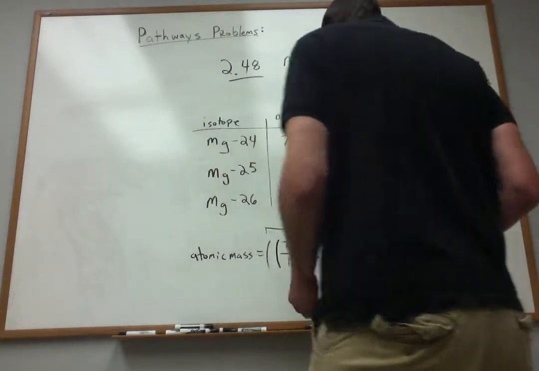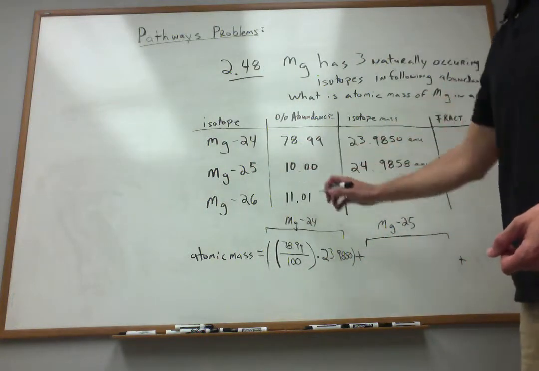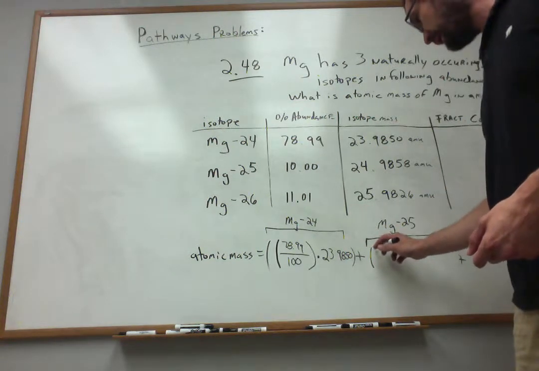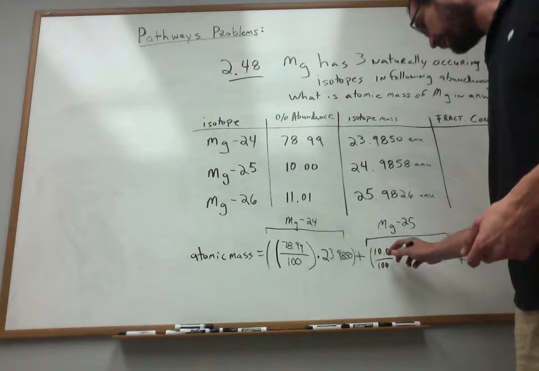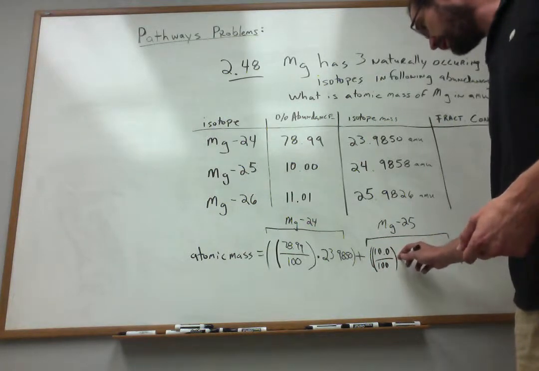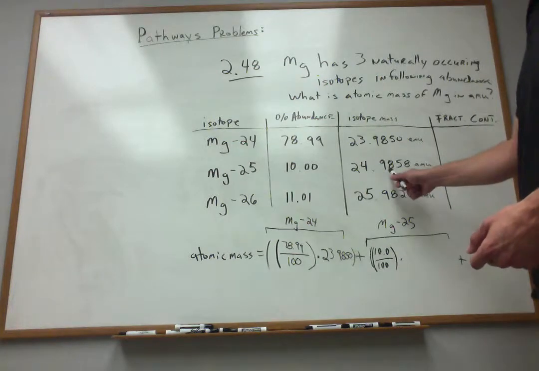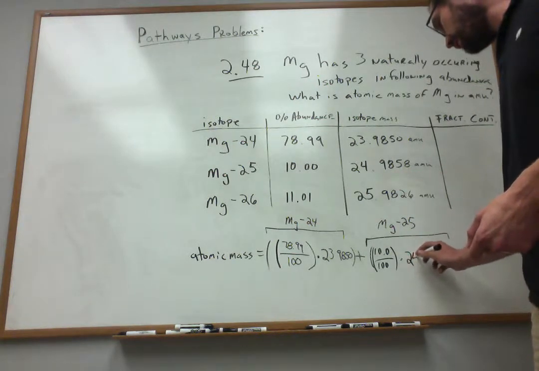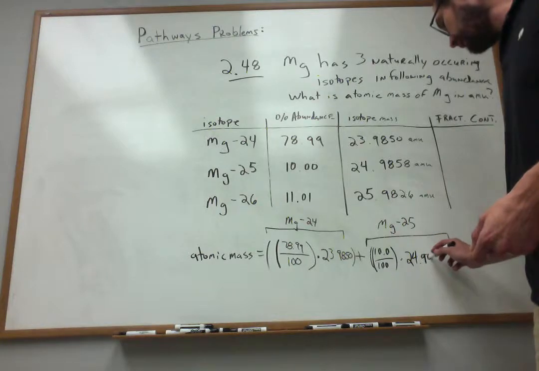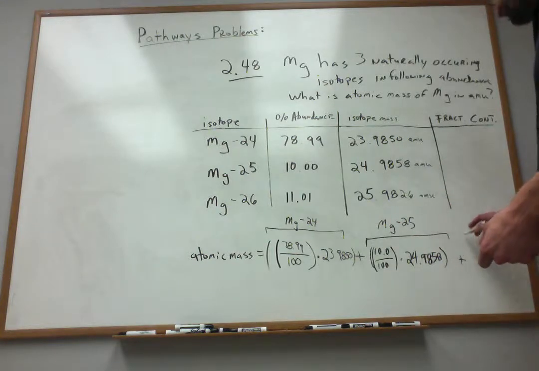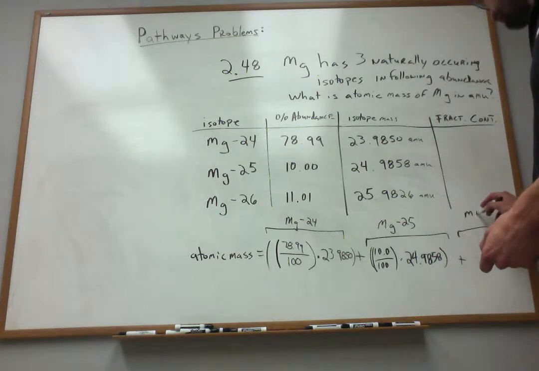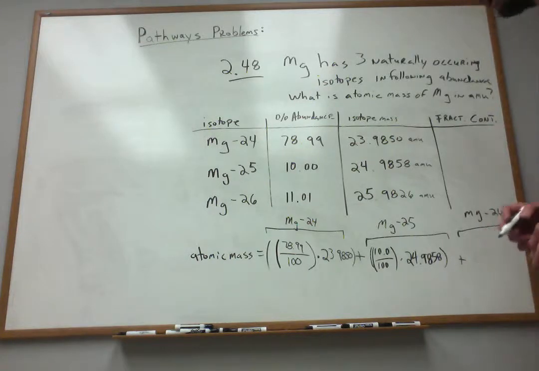And then I'll have a third term for magnesium 26 here in a second. Now, magnesium 25 has a much smaller fractional abundance. It's 10 over 100. And then I need to multiply that by its mass, 24.9858 AMU. That's my contribution for magnesium 25. And similarly, over here on the far side of the board, I'll have my term for magnesium 26.